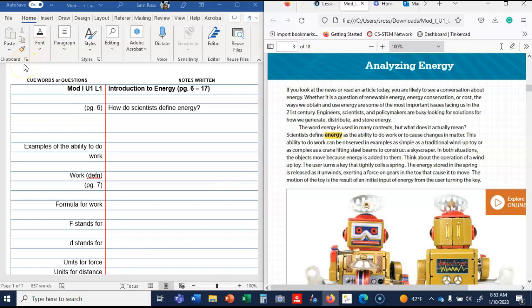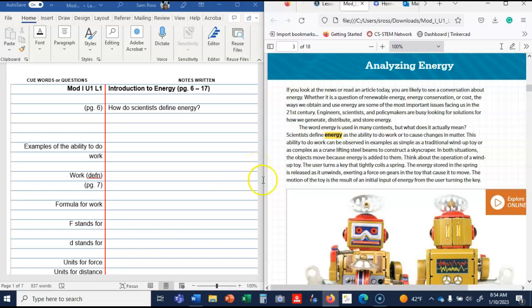How do scientists define energy? If you look in the second paragraph, it says scientists define energy as the ability to do work or to cause changes in matter. Examples of the ability to do work: this ability to do work can be observed in examples as simple as a traditional wind-up toy or as complex as a crane lifting steel beams. So those are two examples right under the definition of energy.